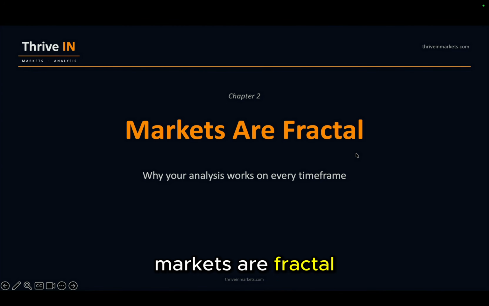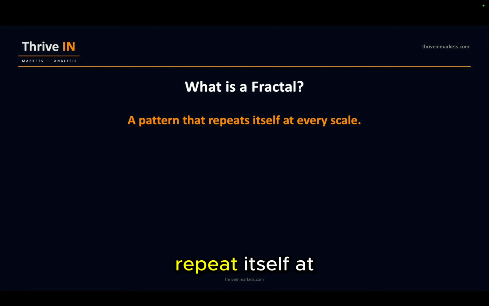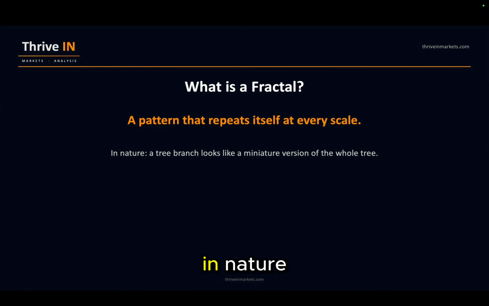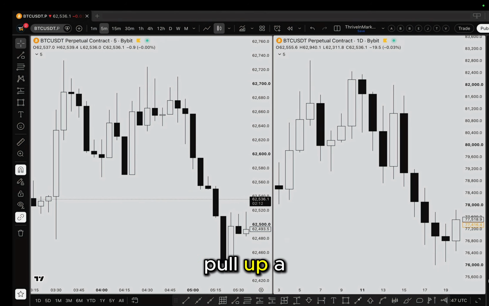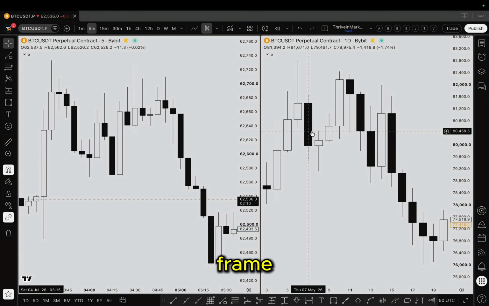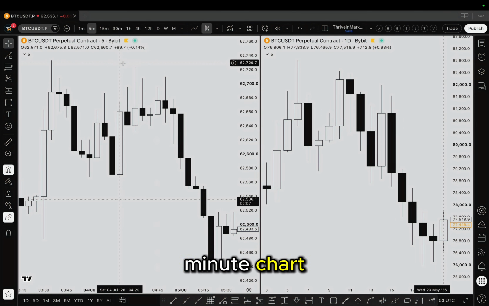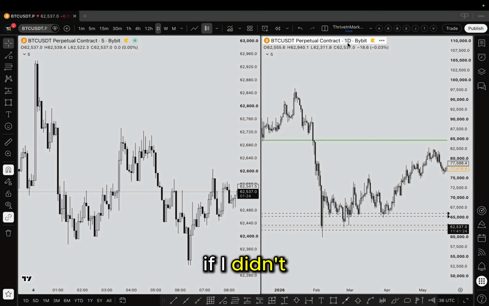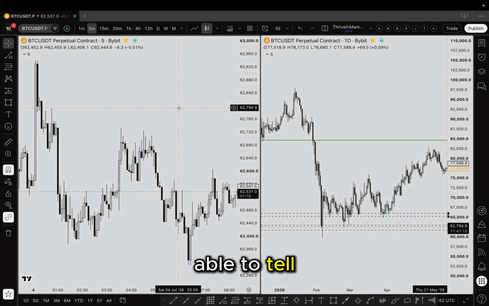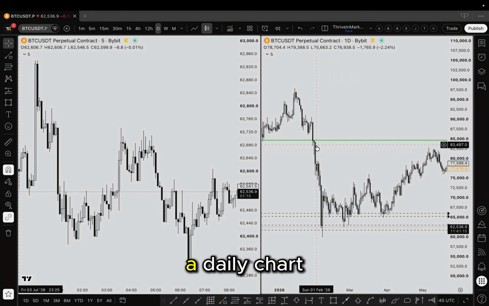Markets are fractal. A fractal is a pattern that repeats itself at every scale. You see it in nature. The branching structure of a tree looks identical whether you are looking at the whole tree or a single branch. Markets work the same way. Pull up a Bitcoin chart on the daily time frame and then zoom into the 5-minute chart. The patterns are the same shapes, the same structures, just at a different scale. If I didn't show you the time frame on this chart or on this chart, you wouldn't be able to tell that this is a 5-minute chart or this is a daily chart.